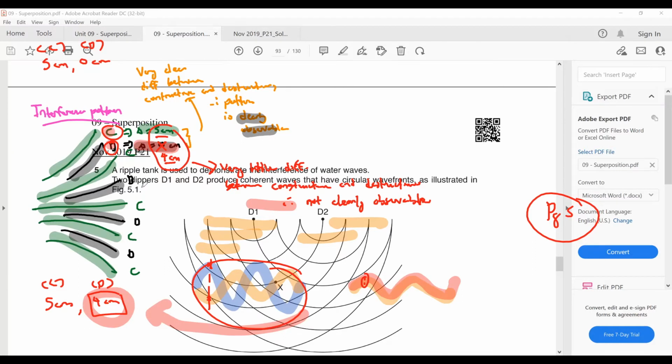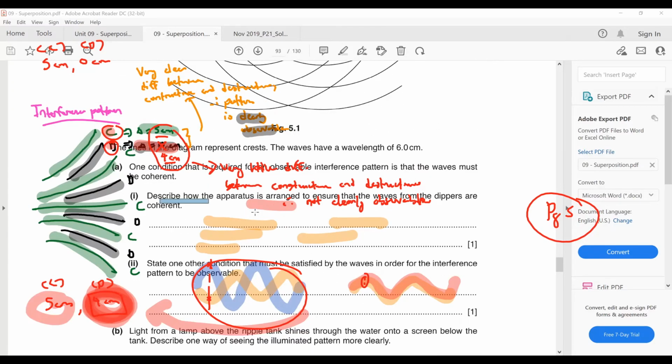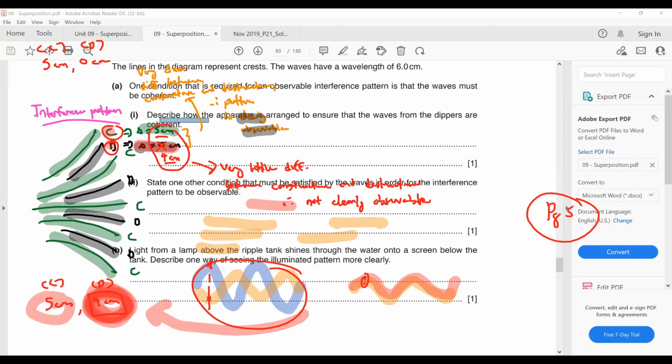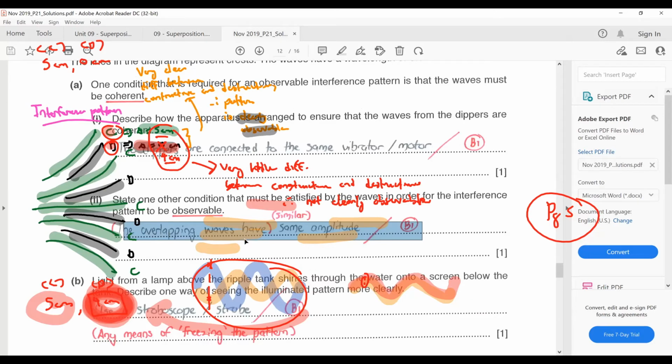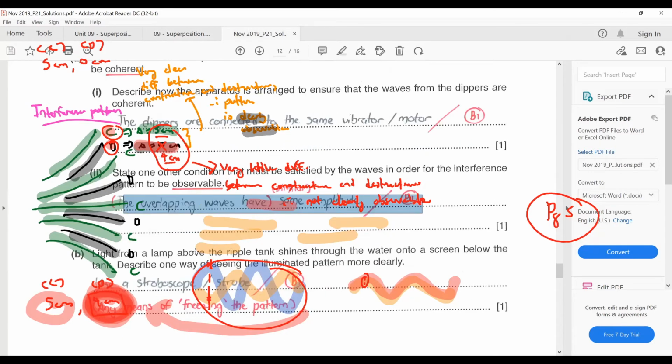But if, let's just say, the waves' amplitudes are not equal, your destructive will not be exactly 0. You would have some value there. So when you compare with your constructive, you can't really see the difference. So that is for this: overlapping waves must have same amplitude. Now, after that, you look at part B.